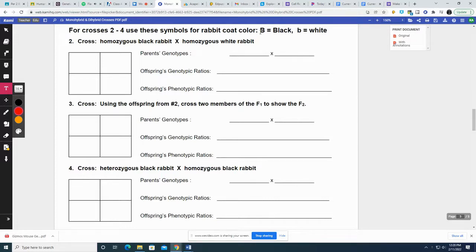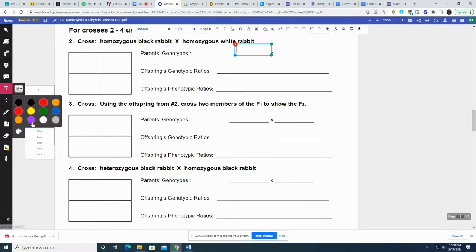All right, so here, big B, black is dominant. Little b, white is recessive. So if you have two big B's, you have black fur. If you have one big B, you'll have black fur. The only way you can have white fur is if you have two little b's. But anyways, homozygous black. If you don't know what homozygous means, you're in trouble. But I know what homozygous means, so I'm not in trouble. Homozygous means same. So this rabbit is big B, big B.